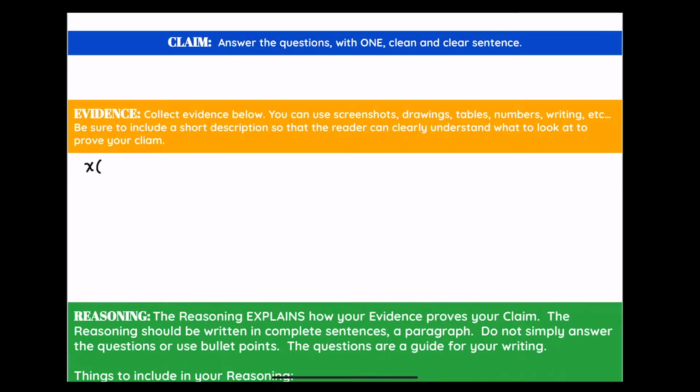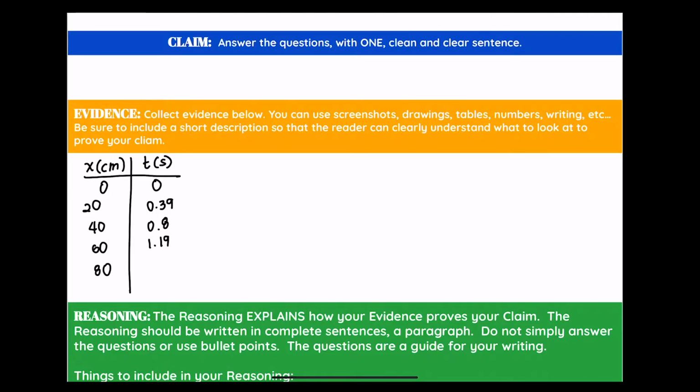Another way of taking the data down is maybe you took the position first and then the time. All right, so maybe you did 0, 0, and then when the ball was at 20, you noticed that the time said 0.39. And then at 40, it said 0.8, at 60, the timer said 1.19. And when the ball was at 80, the timer said 1.6. All right, so then here we would explain.